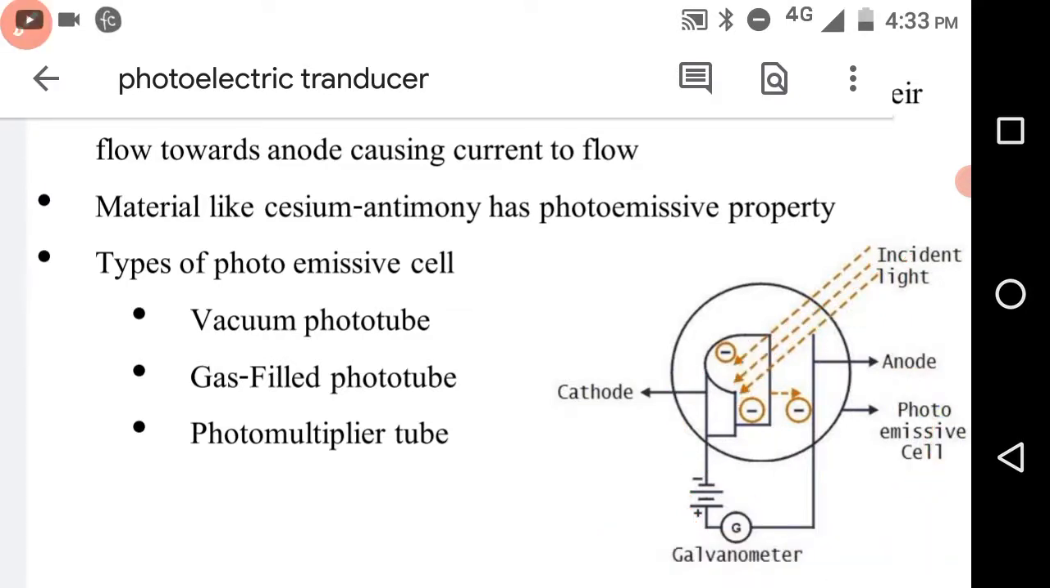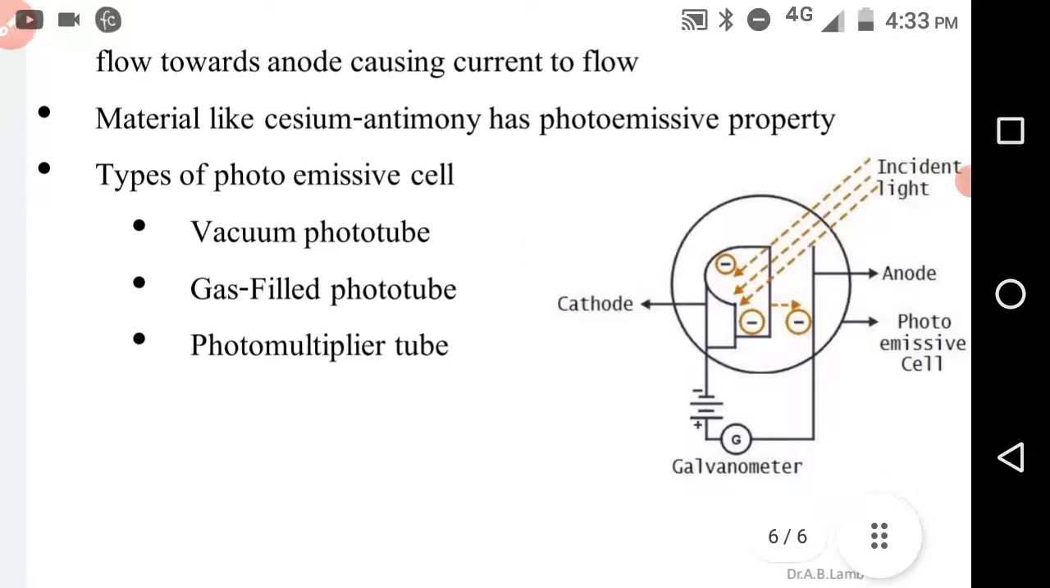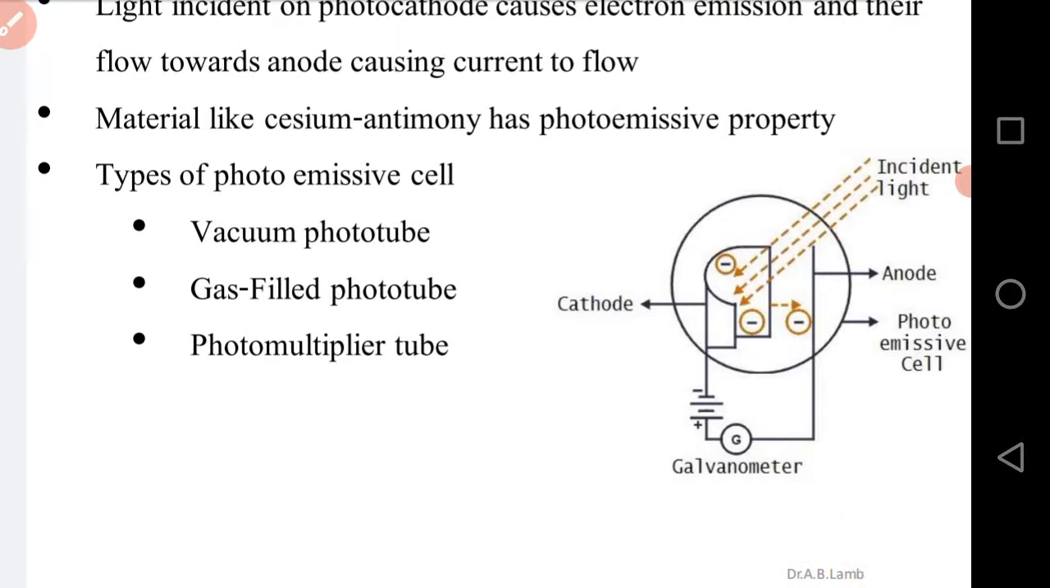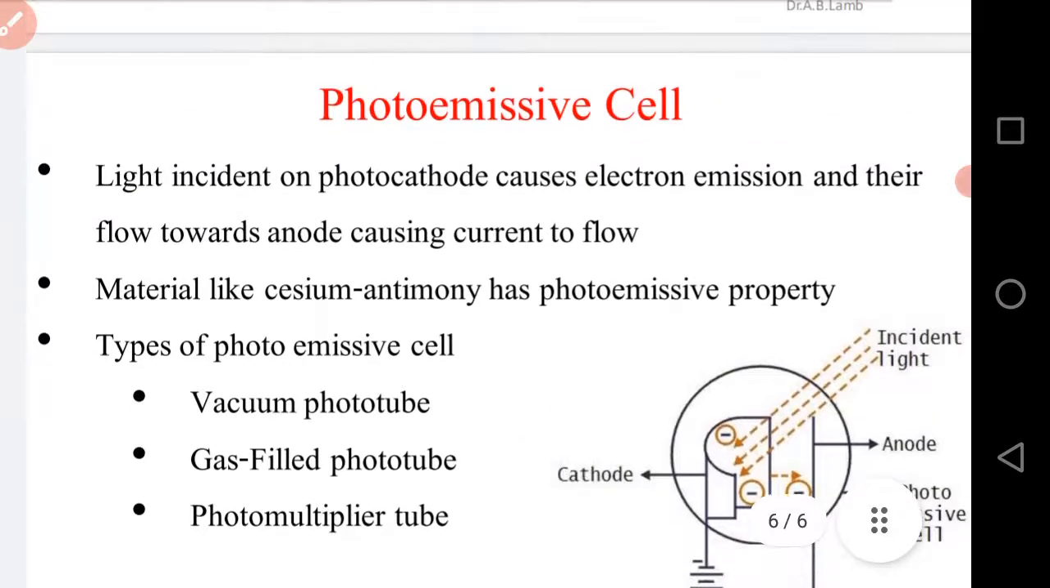What are the types of photoemissive cell? Vacuum phototube, gas filled phototube, photomultiplier tube. So antimony and cesium have photoemissive property.